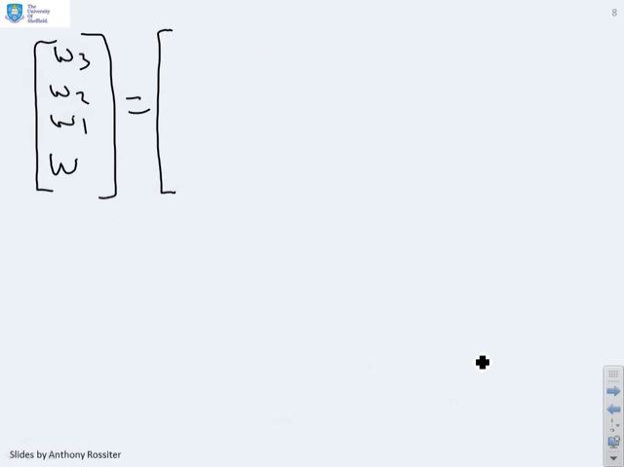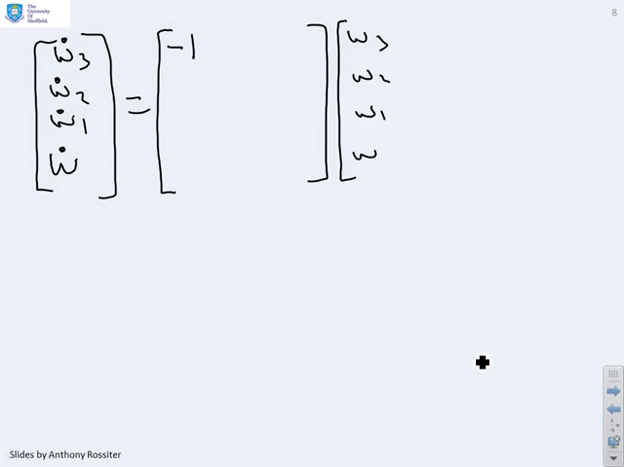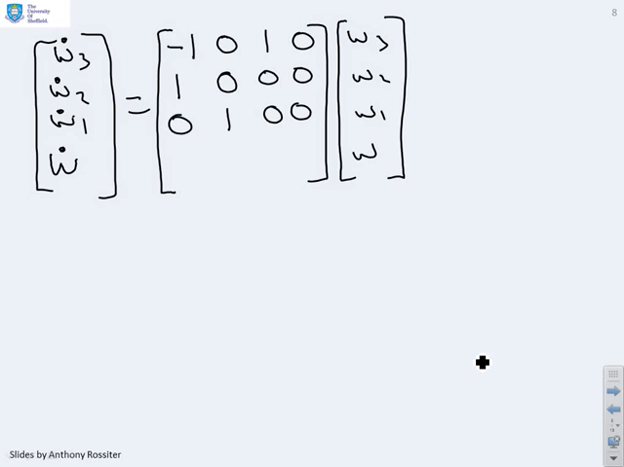And what have we got here? We're going to have w3 was, oh, those are dots. Let's put the dots on. So w3 dot, how did that depend on w3, w2, w1 and w? So we had minus 1 w3 and we had 1 w1 and nothing else. w2 dot was w3, so we get 1, 0, 0. w1 dot was w2, so we get 0, 1, 0, 0. And w dot was w1, so we get 0, 0, 1, 0. So there's our A matrix.